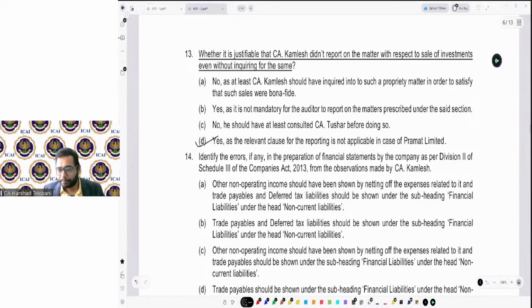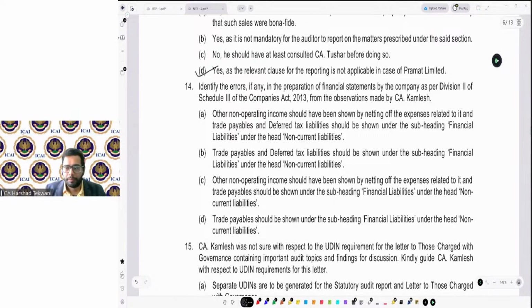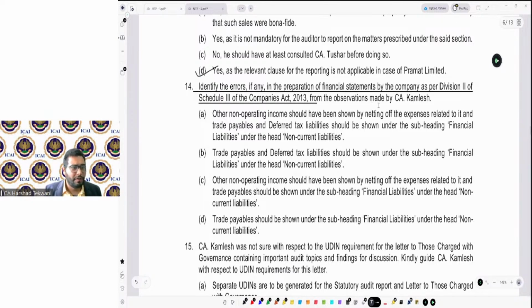Okay. Now, let's proceed to the last question. Identify the errors, if any, in the preparation of the financial statement by the company as per Division 2, Schedule 3 of the Companies Act 2013 from the observation made by CA Kamlesh. So you need to identify the errors, basically.